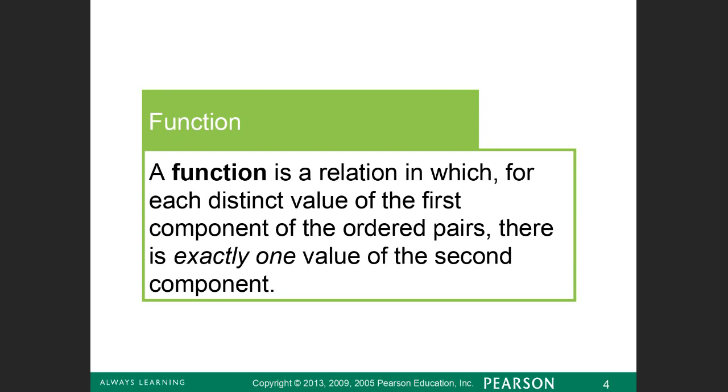Let's define a function. A function is a relation in which for each distinct value of the first component of the ordered pairs, there is exactly one value of the second component. Note that the word function actually refers to the distinct value of the first component. So the first component refers to your x, and the second component here refers to your y.